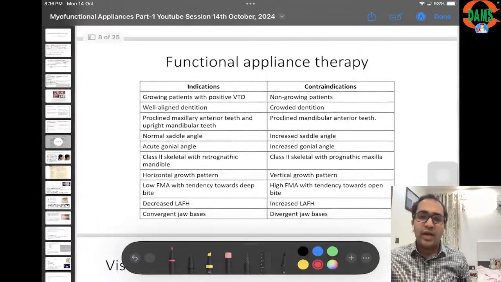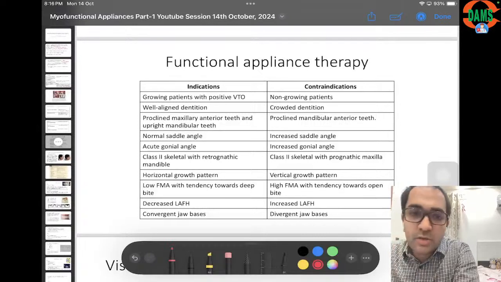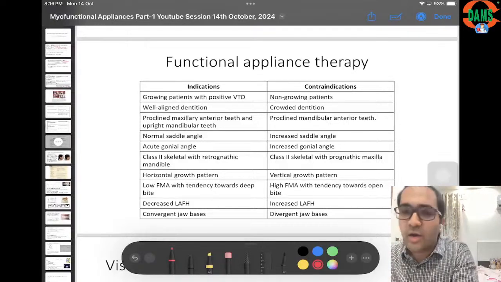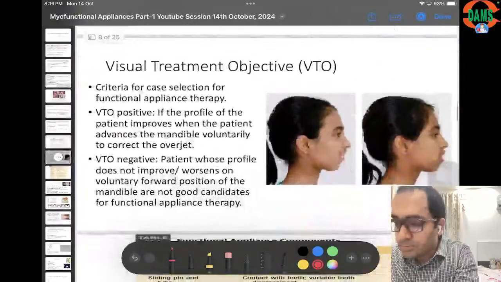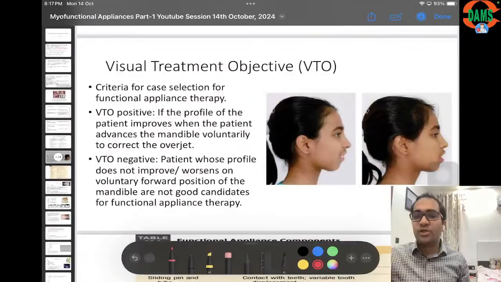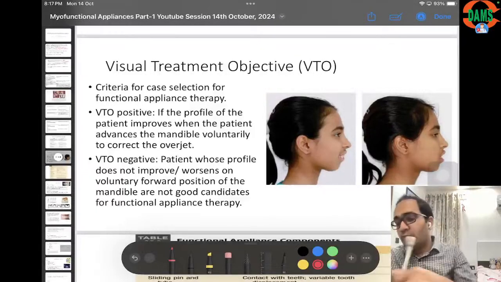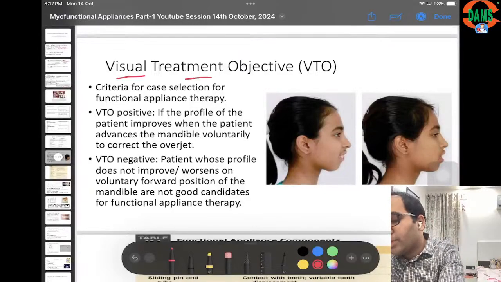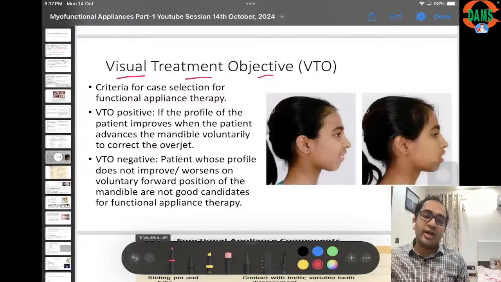Moving ahead towards the indications and contraindications of functional appliance therapy. So first patient indication is growing patients with a positive VTO. VTO is visual treatment objective. So what is a VTO first? VTO is the first criteria for the case selection for any functional appliance therapy. So what we do, इसके नाम में है, that is a visual treatment objective. That is through our visual or naked eye or through a clinical examination we are able to achieve the desired treatment objective or not. Then only we begin the case for functional appliance therapy or not.